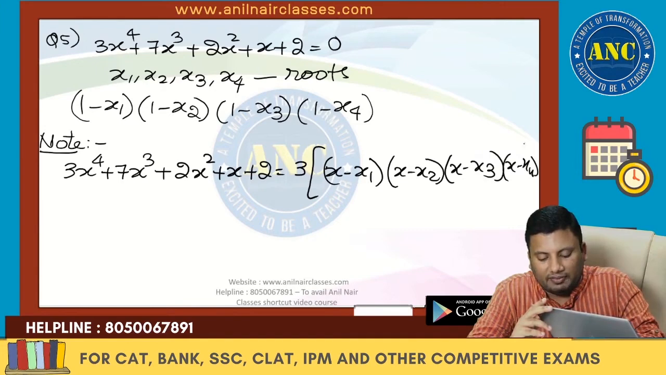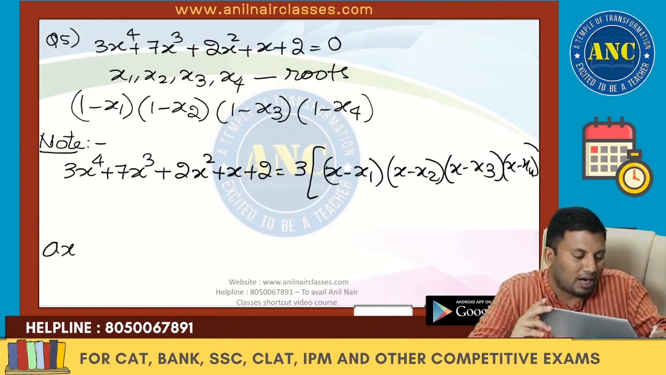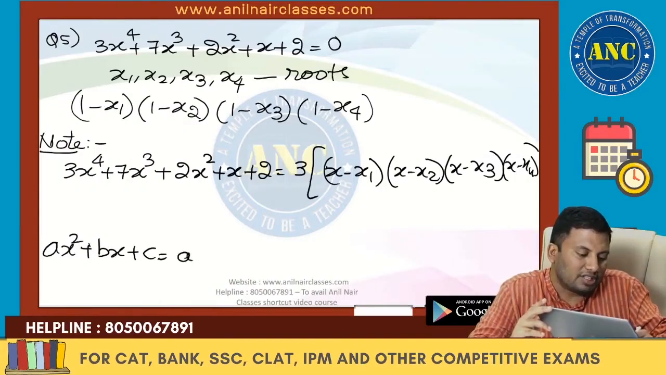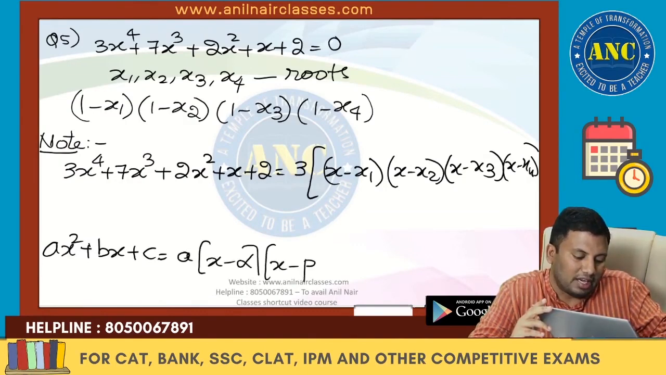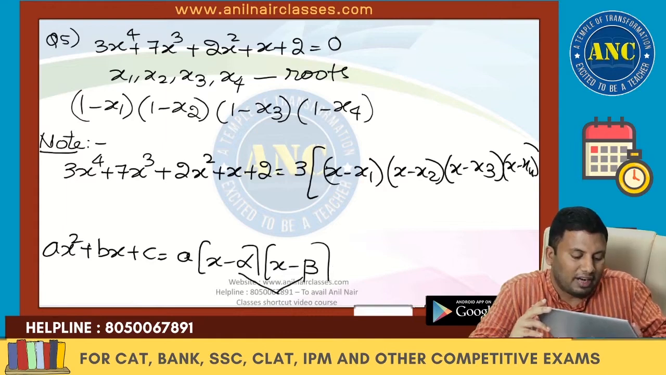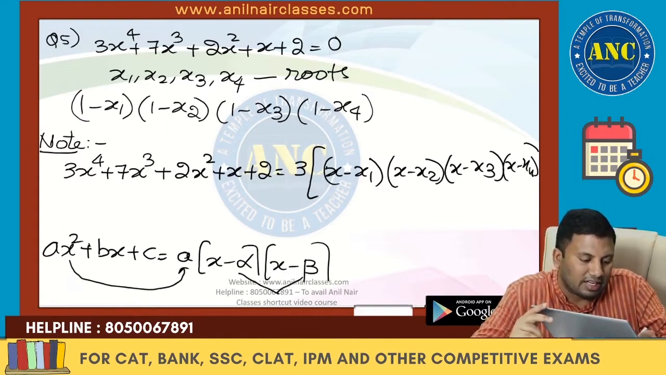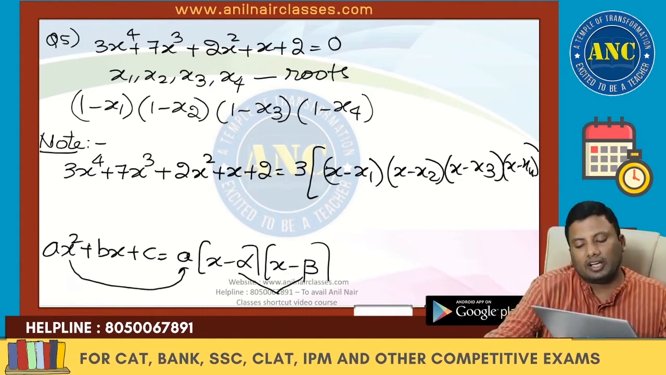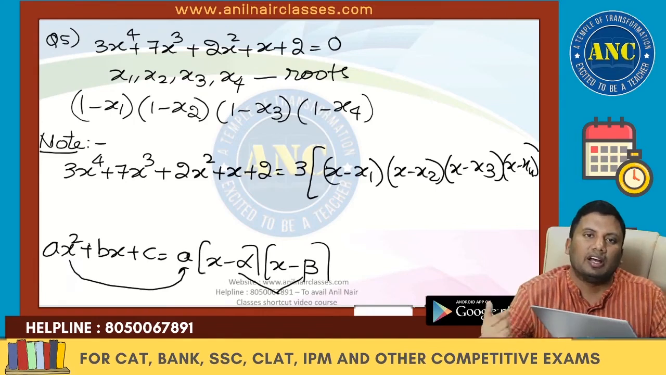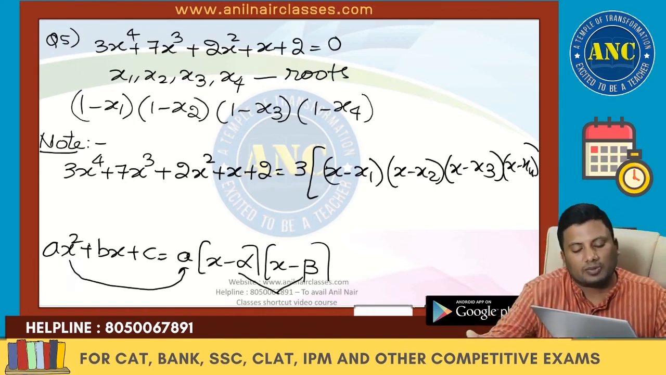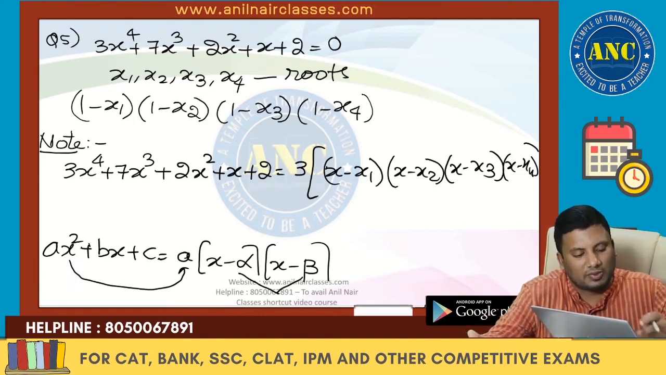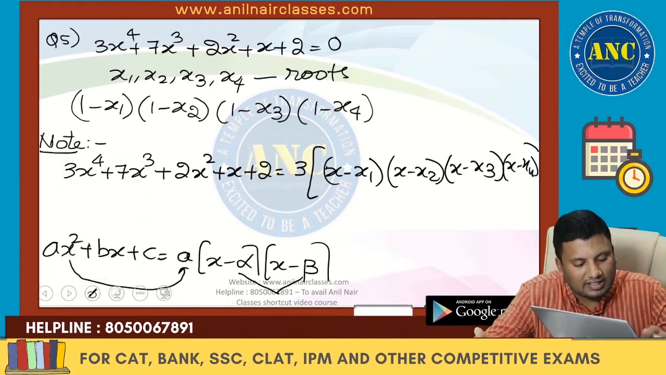We did in the first session. If it is a quadratic expression, ax square plus bx plus c, this can be written as a into x minus alpha, x minus beta. Alpha and beta are the roots of the equation. Highest degree it is x square. So a into x minus alpha, x minus beta. For degree 3 it is a into x minus alpha, x minus beta, x minus gamma. Degree 4 it is like this.